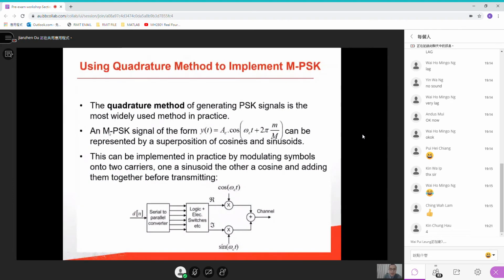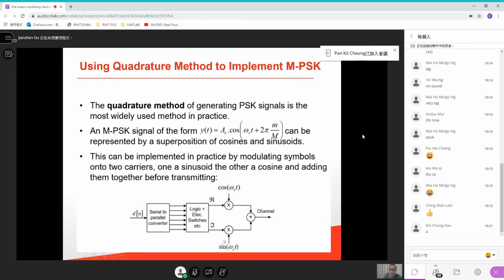So how it goes is, for instance, give me an example of the MPSK. M is a multi-level PSK signal of the form of this. This is a very general mathematical expression. You can represent it by the superposition of cosines and sinusoids. When you implement it in practice, you can see this whole circuit is going to be used.